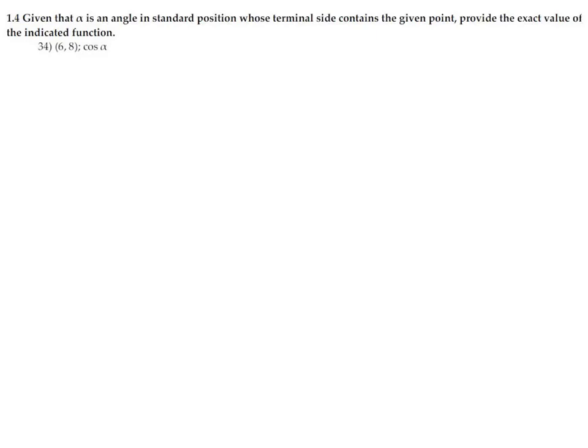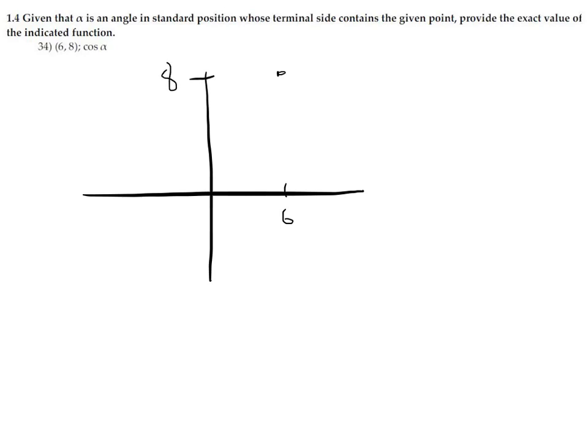Okay, given that alpha is an angle in standard position whose terminal side contains the given point, provide the exact value of the indicated function. So we want to find cosine alpha, and alpha's terminal side contains the point (6, 8). So we can draw this. The (6, 8) point, in standard position, the terminal side of alpha.